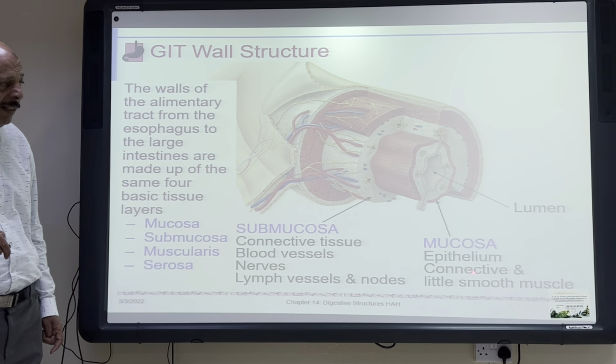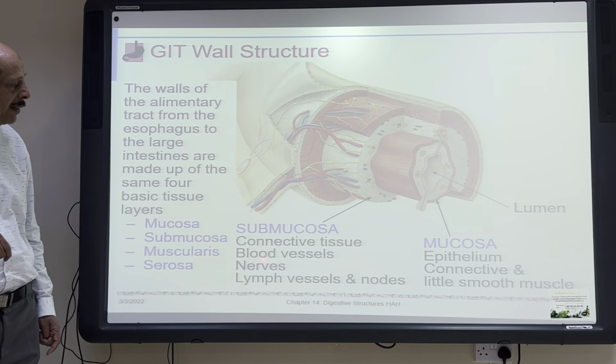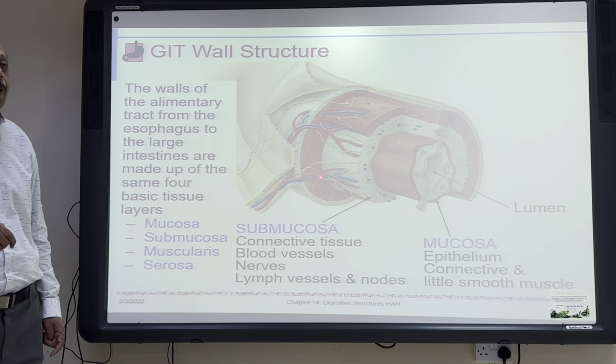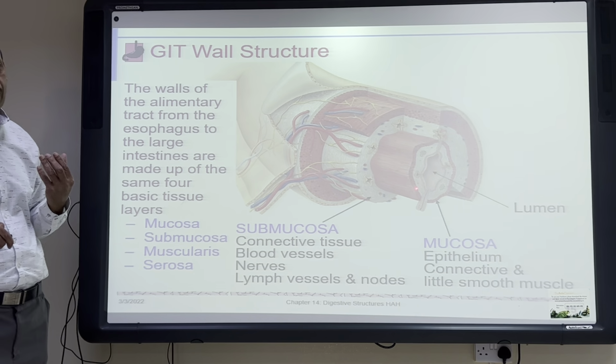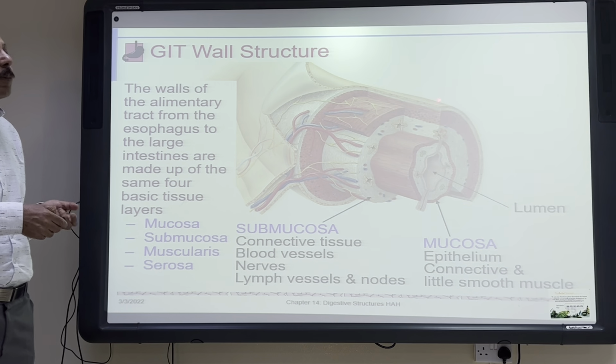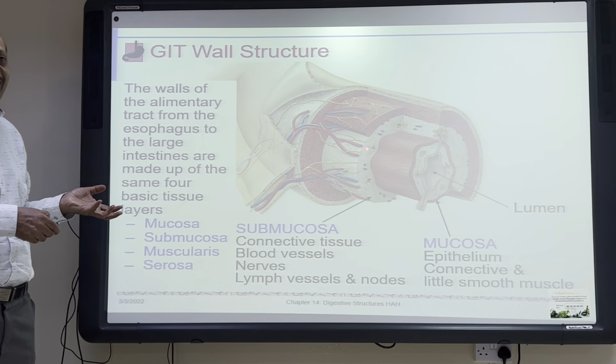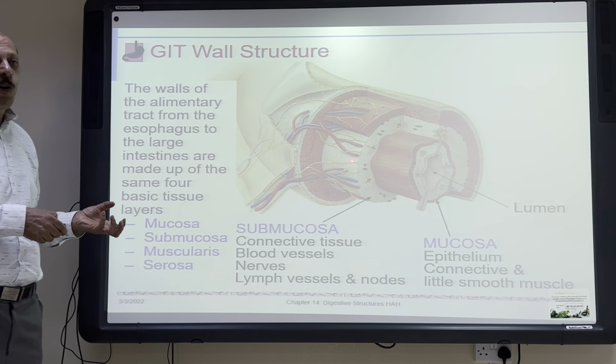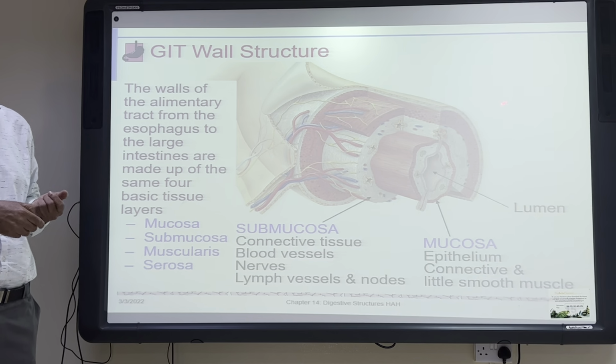So the mucosal layer consists of epithelium, connective tissue, and a little smooth muscle. In the submucosa, connective tissue is there, and it has the blood vessels. The blood vessels are for absorption and also for giving nutrition and oxygen to the tissues, because the gastrointestinal organs also need nutrients by themselves.